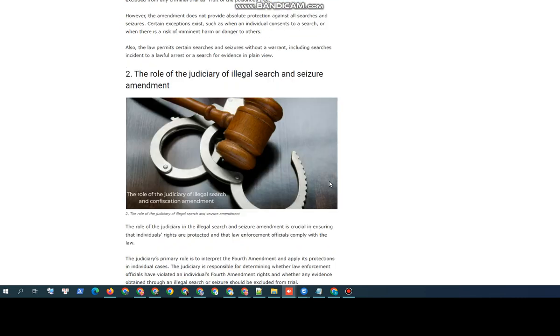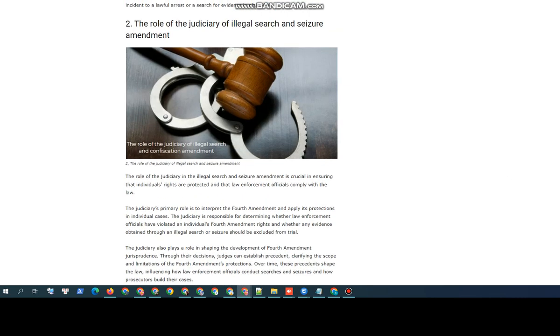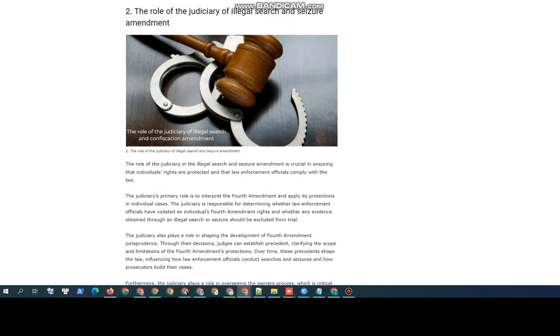2. The role of the judiciary of illegal search and seizure amendment. The role of the judiciary in the illegal search and seizure amendment is crucial in ensuring that individuals' rights are protected, and that law enforcement officials comply with the law. The judiciary's primary role is to interpret the Fourth Amendment and apply its protections in individual cases. The judiciary is responsible for determining whether law enforcement officials have violated an individual's Fourth Amendment rights and whether any evidence obtained through an illegal search or seizure should be excluded from trial.